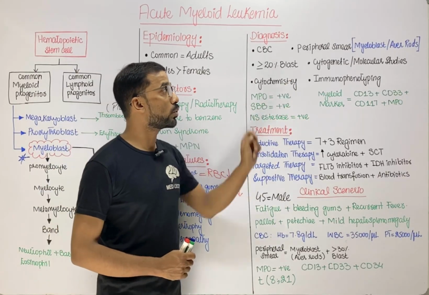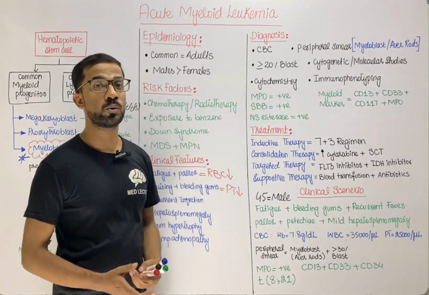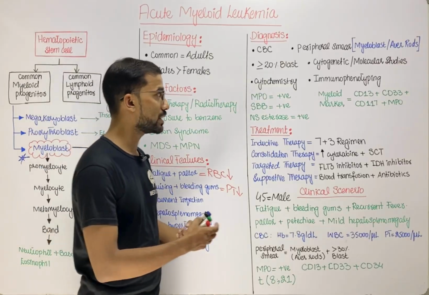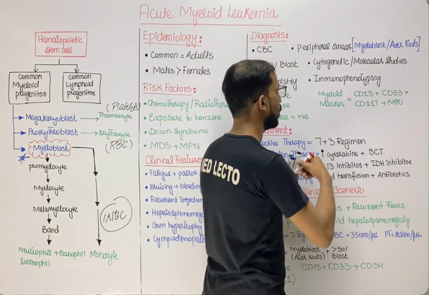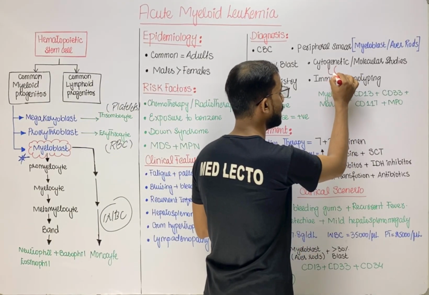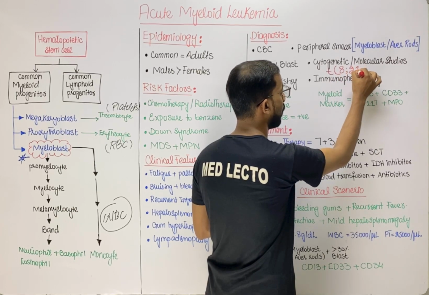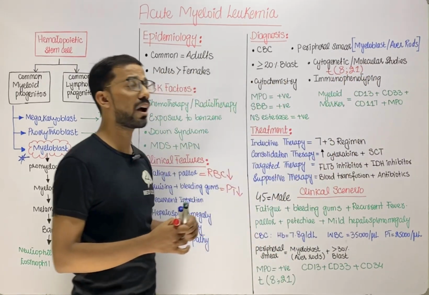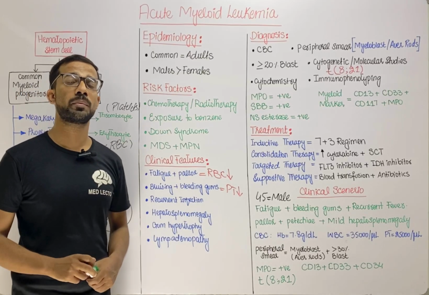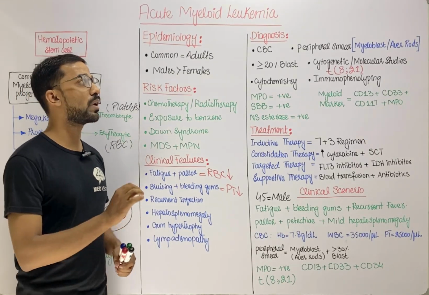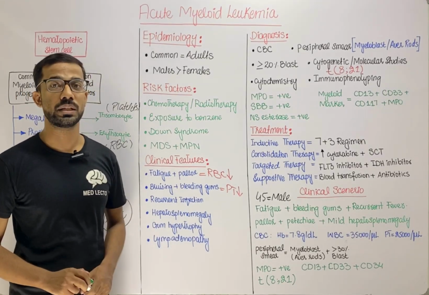You can also go towards cytogenetic or molecular studies. You can also see mutations, like the t(8;21) mutation, a translocation between chromosome number 8 and 21. This is one of the mutations that happens in AML.